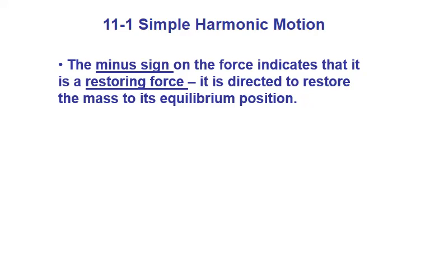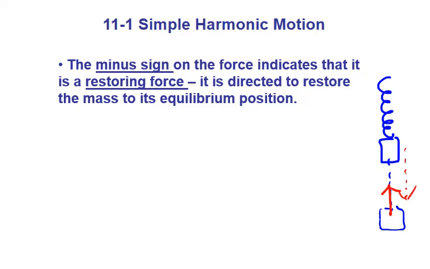In other words, let's say we had a vertical spring, and let's say we stretched it. It's stretched now, it wants to go back up. So the force is this way. We pulled it down this way, but the force is this way. So they're in opposite directions to each other. That's why we have the minus sign.